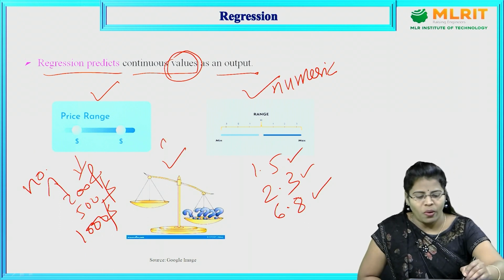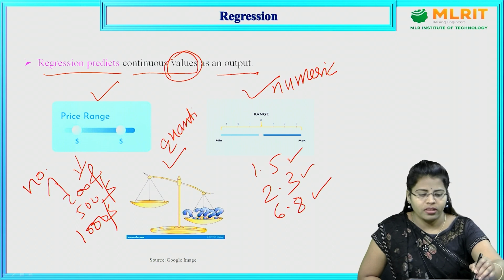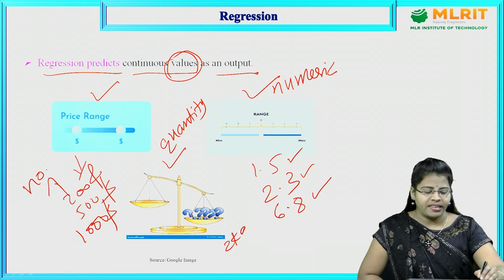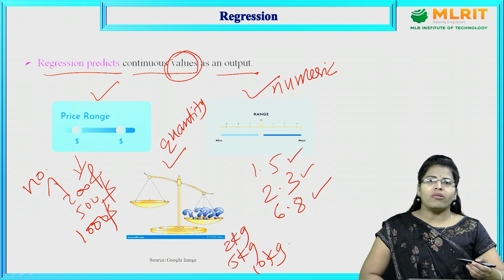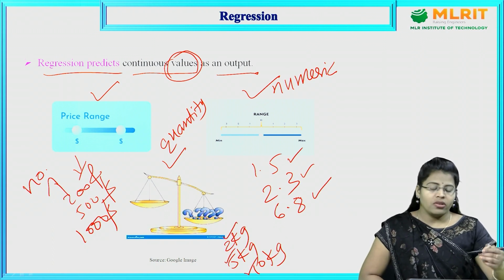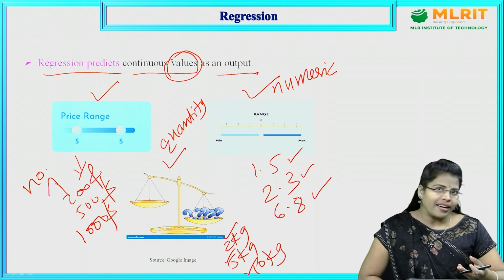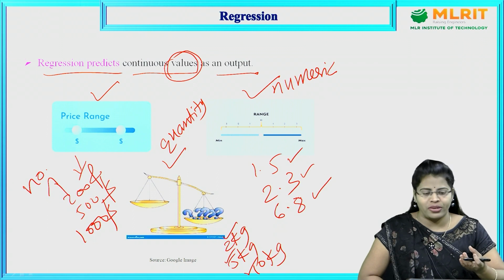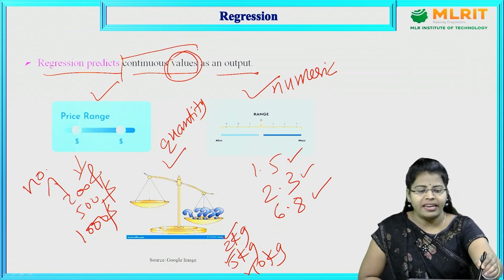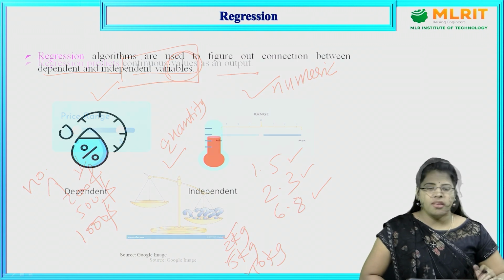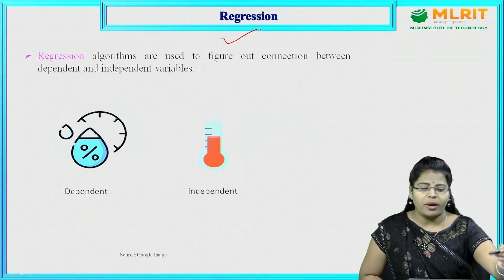Next, coming to quantity. For example, the quantity can be represented as 2 kg, 5 kg or 10 kg. That means this quantity is also represented in numbers. So this is nothing but regression. The regression output will be only a number. It is a value. That's why we call it a continuous value as an output of a regression type of problem.